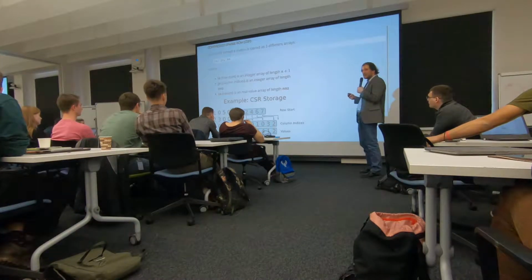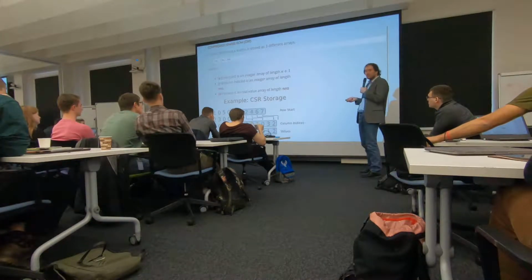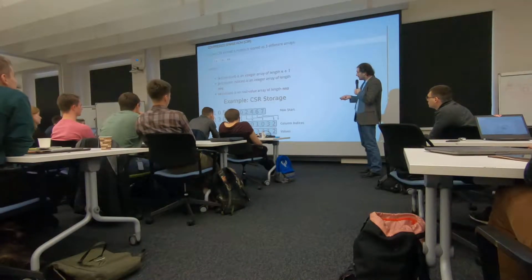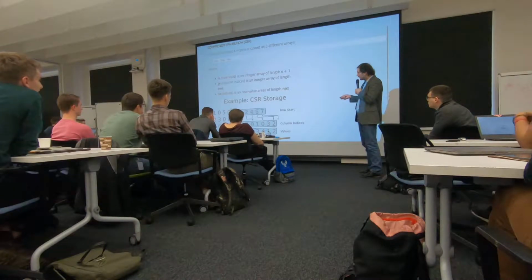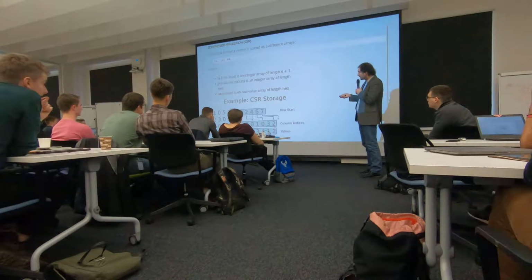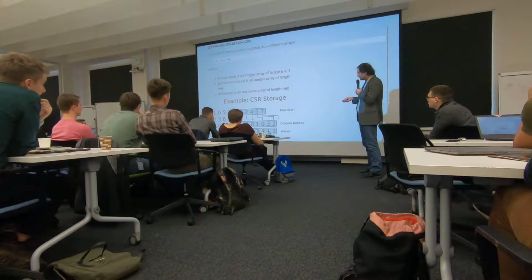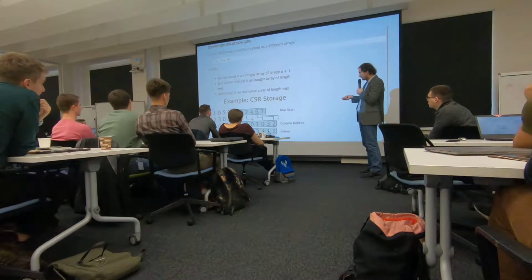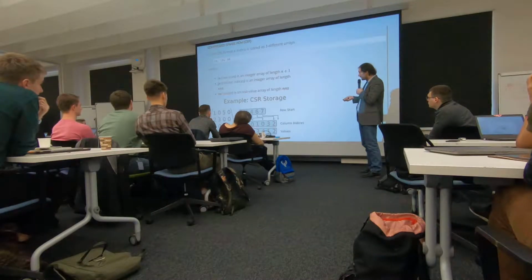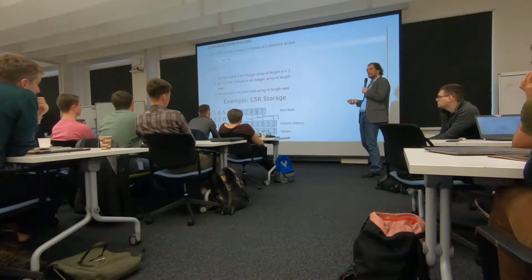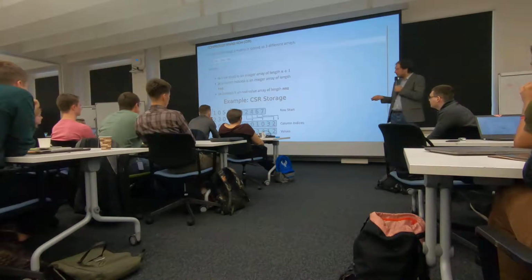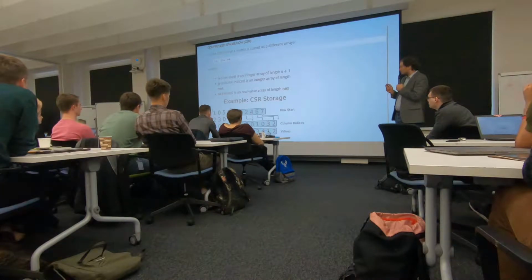We also save the column indices. So, for example, this one is located in the column with number 0. We put 0. This is located in the column with number 2. We put 2 here. And so on. This one is located in column number 0. So these are column indices. So that's exactly what we would have for the coordinate format.